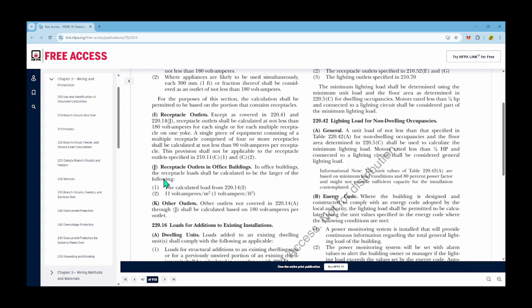In office buildings, the receptacle loads shall be calculated to be the larger of the following: the calculated load from 220.14I, or 11 volt amperes, which is 1 volt ampere per square foot, which is our load. 180 volt amperes for each single or multiple receptacle is definitely higher than option 2. So we're definitely going to go with option 1, and this is what the calculation is basically going to look like.